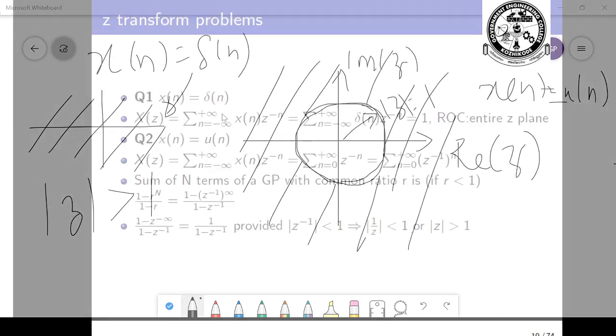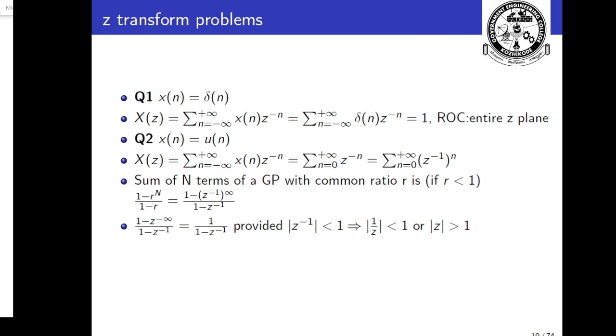Now we'll come back to the next problem. Take down the next problem. You will have to do it on your own. x of n equal to cos omega 0 n. What is cos omega 0 n? I'll give a hint about this: e raised to j omega 0 n plus e raised to minus j omega 0 n divided by 2. Now start from the z transform equation and complete it. I have done it for you. Please check whether you get the same answer.